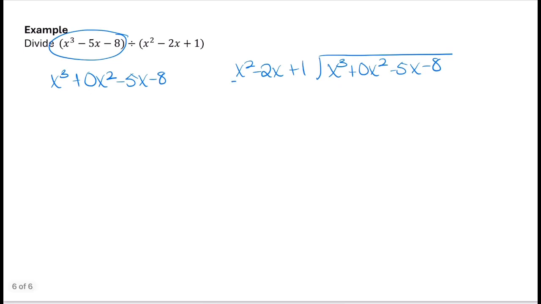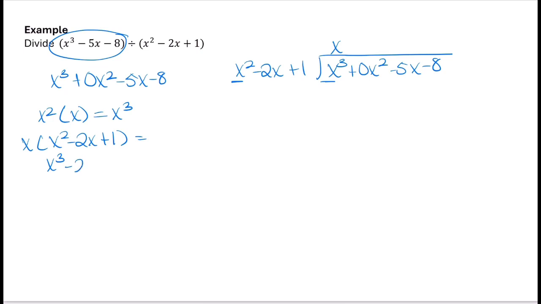Okay, so now I say, x squared times what is equal to x cubed? Well, x squared times x is equal to x cubed. So I put x up here, and then I do x times x squared minus 2x plus 1. And when I multiply this out, I get x cubed minus 2x squared plus x. So I'm going to write x cubed minus 2x squared plus x right here. And then I go ahead and switch these signs to the opposite. X cubed minus x cubed is 0. 0x squared plus 2x squared is 2x squared. Minus 5x minus x is minus 6x.